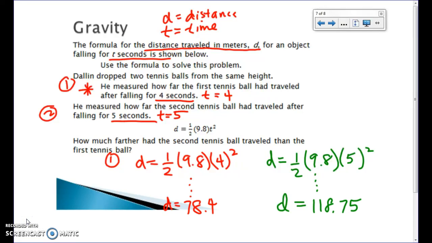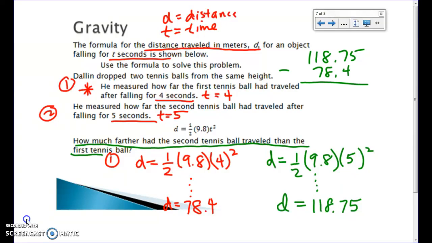Mr. Gillum did some work through order of operations and found that the first distance after 4 seconds was 78.4 and the second distance was 118.75. The question asks us how much farther had the second tennis ball traveled than the first tennis ball. So what I'm going to do is figure out whatever 118.75 minus 78.4 is. When I did subtraction, I found that it was 40.35.